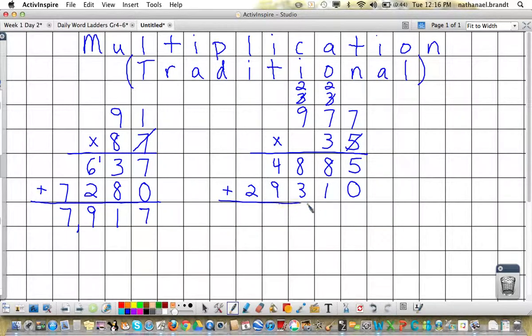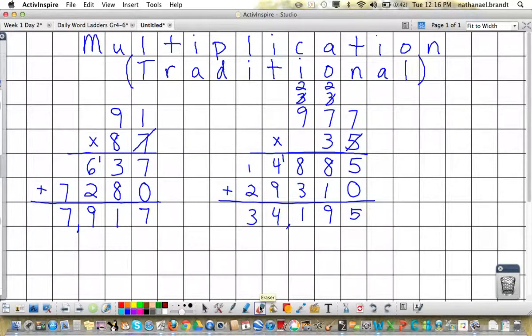And then we go through and we add them up. 11, 14, and 3. So 977 times 35 is 34,195. So those are two examples.